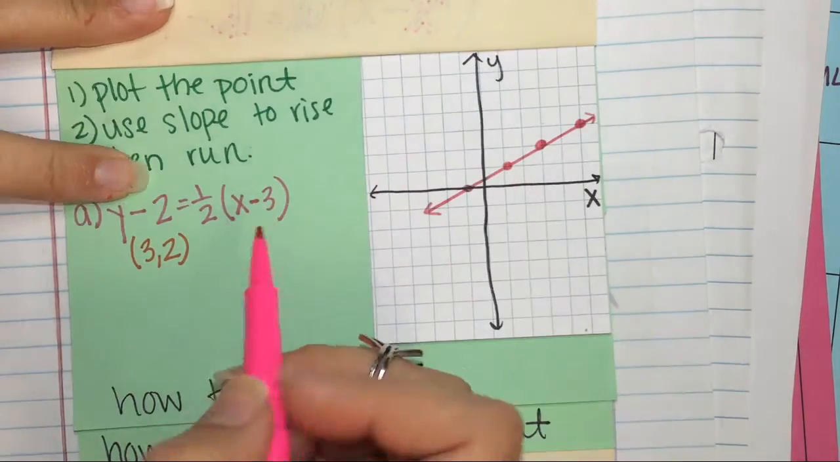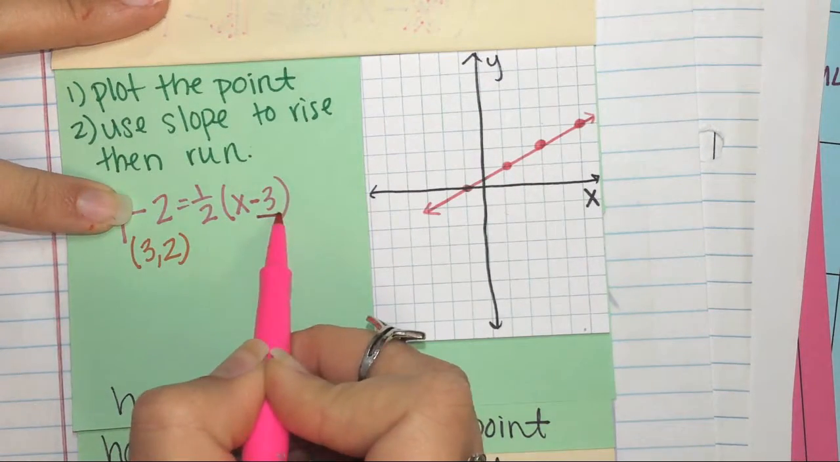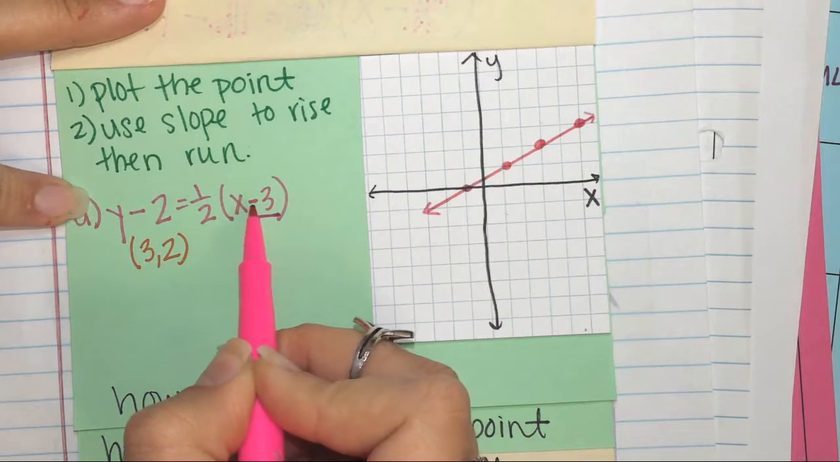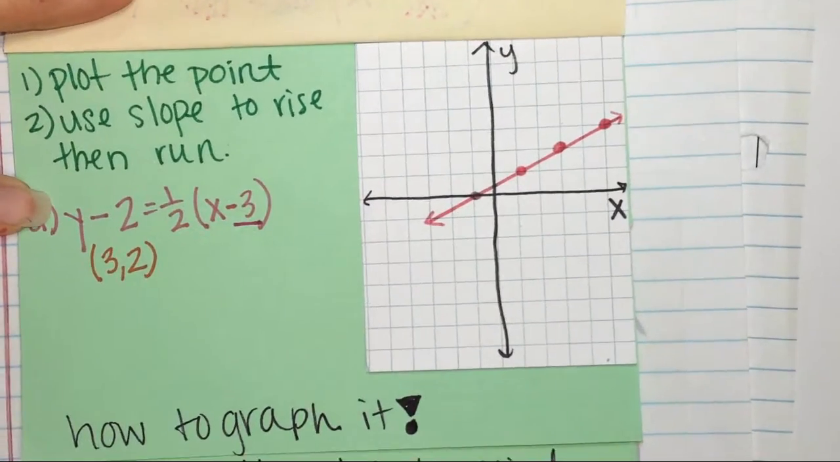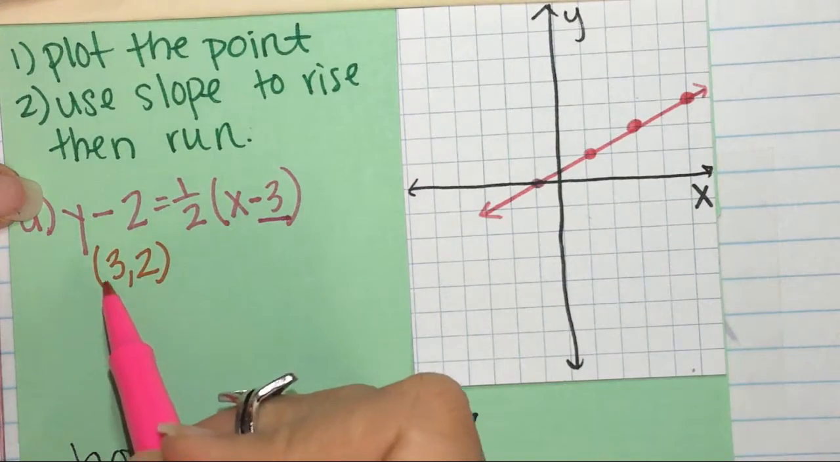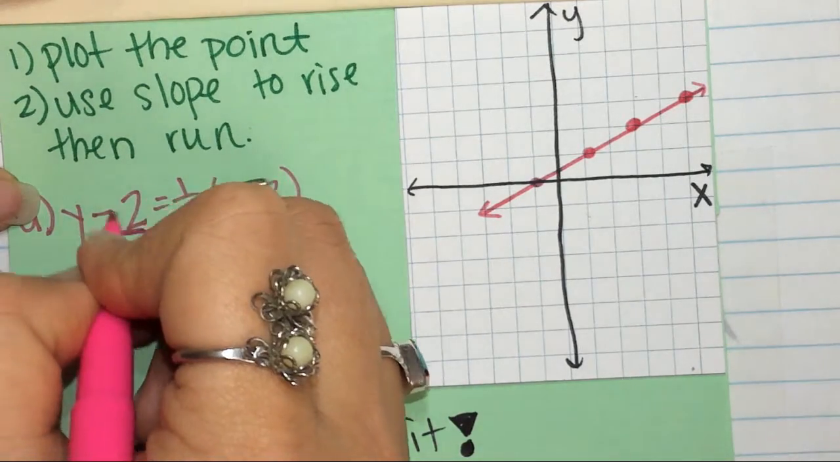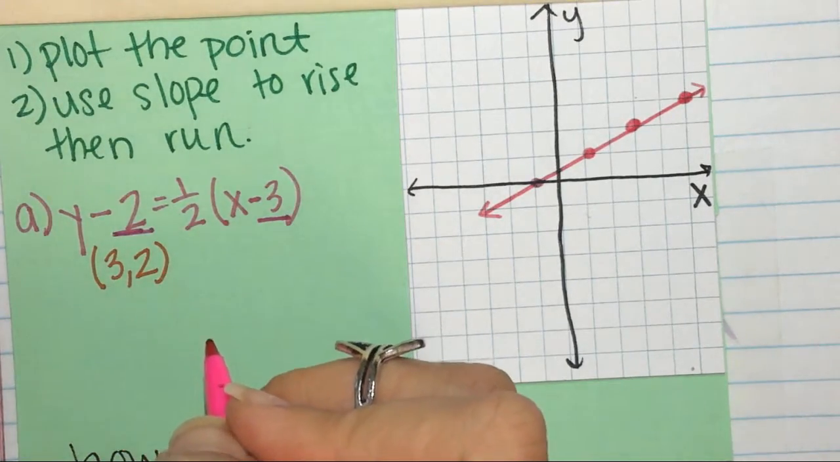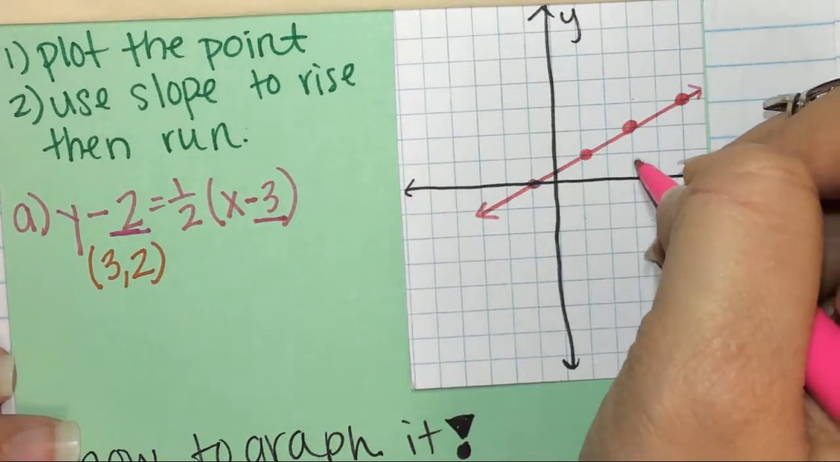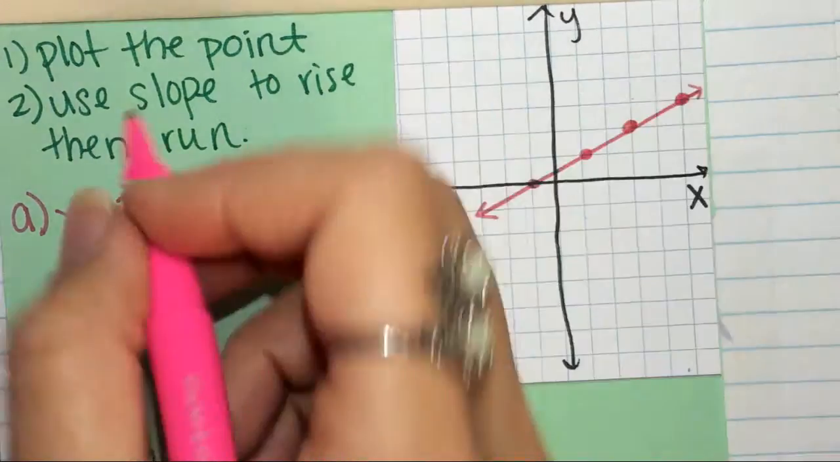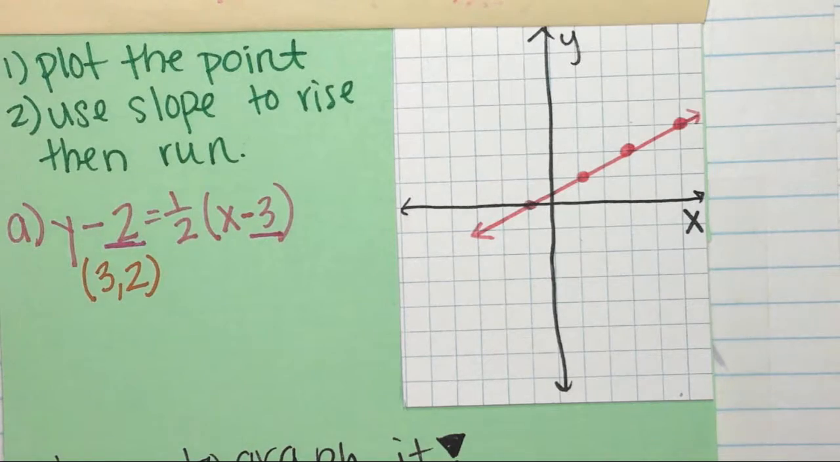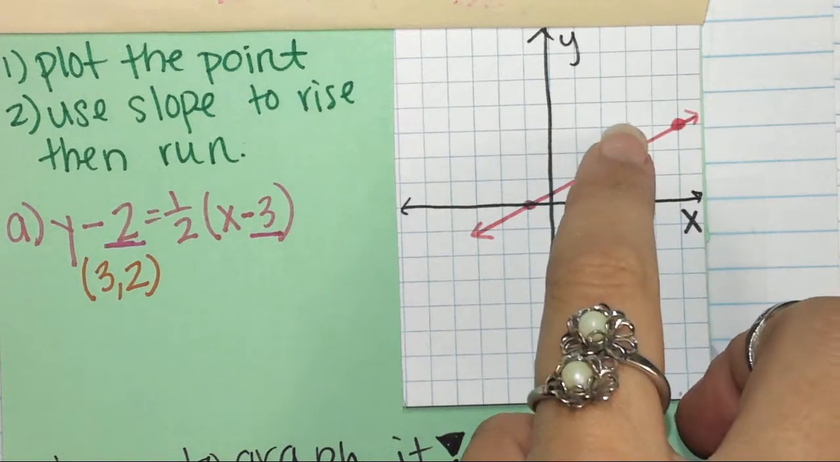So my x1 is right here. And I take the opposite of my sign inside the parentheses. So my x1 is 3. I wrote 3. My y1 is right here. It's the opposite of whatever the sign is, so I wrote 2. So I went and plotted 3, 2, and then I used my slope to make the rest of the line. My slope was positive 1/2, so I went up 1, right 2.